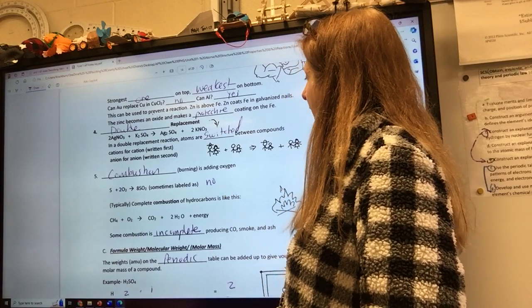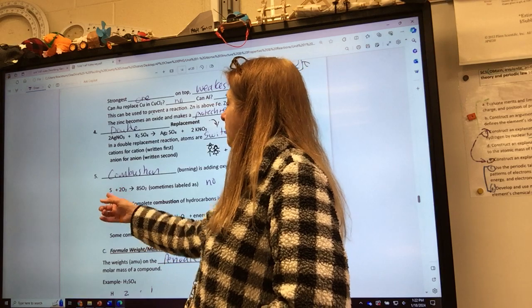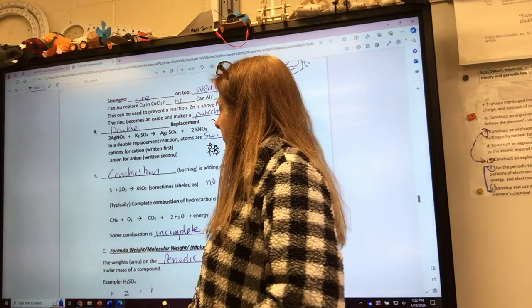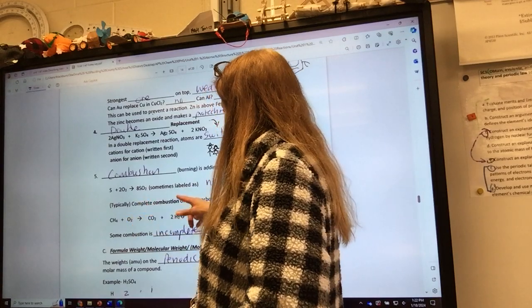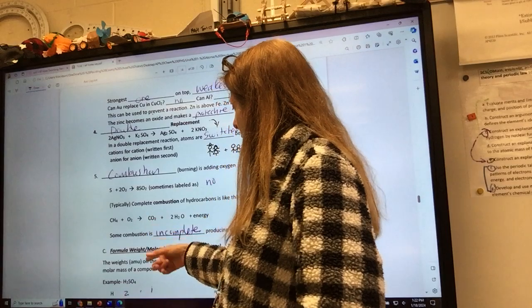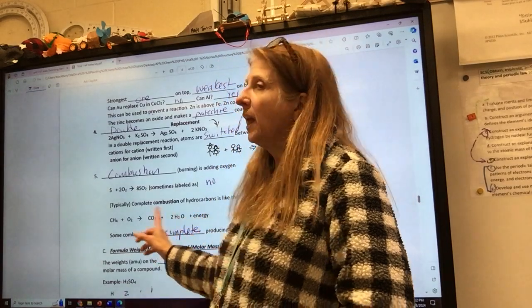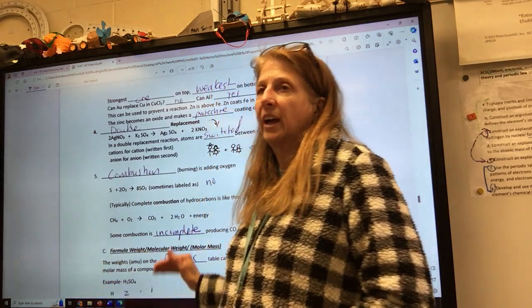Combustion is burning and adding oxygen. Sometimes this is labeled as combustion, sulfur plus oxygen, because you're adding oxygen, but generally not. Typically, combustion is with hydrocarbons like methane plus oxygen makes carbon dioxide plus water plus energy. AP teachers say that you need to memorize what a combustion reaction is and what its products are.